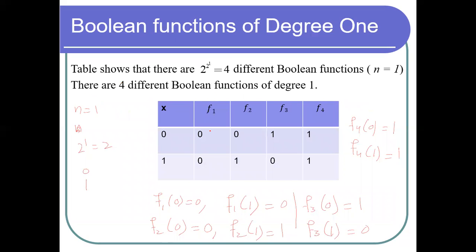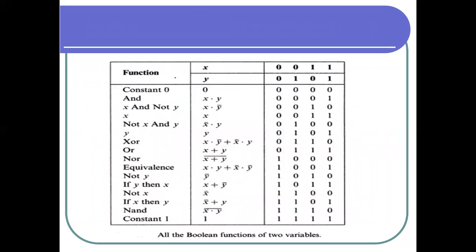Let me elaborate on this. These are functions, all the possible Boolean functions on two variables x and y, with inputs 0 0, 0 1, 1 0, 1 1. This one is a constant. I call it the constant zero function, which was f1 in my previous slide. And x times y is my f2. Then x and not y, as you saw in the previous slide, I call f3, and so on.